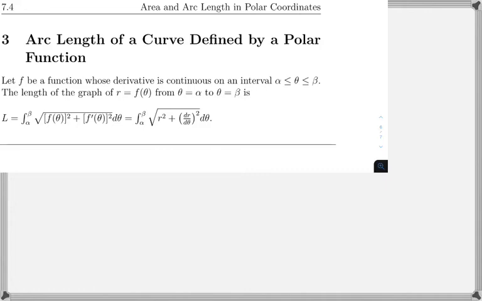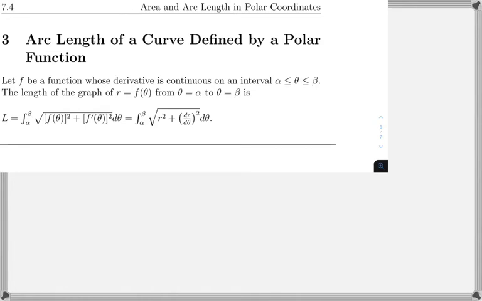L equals the integral from alpha to beta of the square root of f of theta squared plus f prime of theta squared d theta, or it's equal to the integral from alpha to beta of the square root of r squared plus (dr d theta) squared d theta. And the derivation of this is in your textbook in section 7.4.